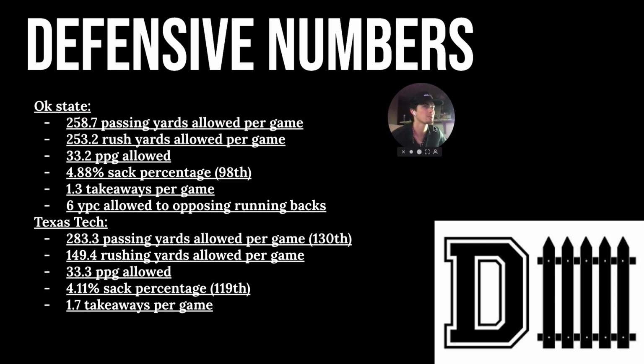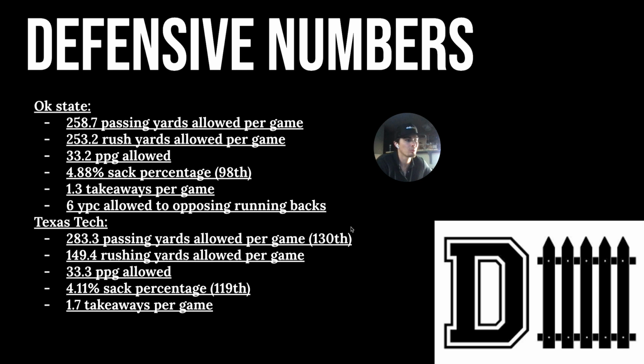Here's the defensive numbers. Let me just go ahead and tell you this. Both teams are bad on defense, Oklahoma State and Texas Tech. I'd probably say Oklahoma State is worse just because they allow a ton of passing yards, a ton of rushing yards. They're allowing like 6.1 yards per carry to running backs, and that's your average running back. You'll see in a bit here that Texas Tech has an above average running back, like a top 6 running back in the country. So that's a big issue for Oklahoma State, but we'll get to that.